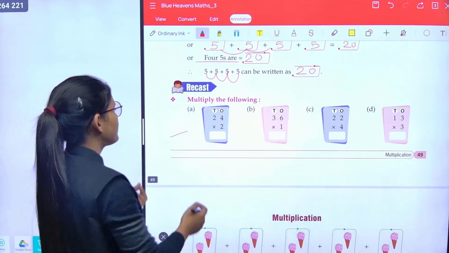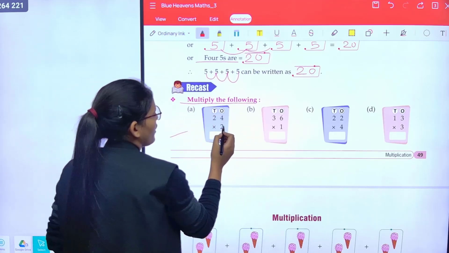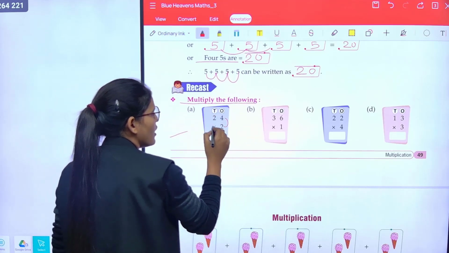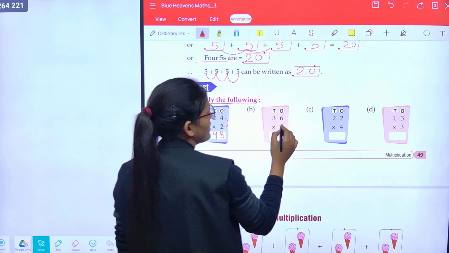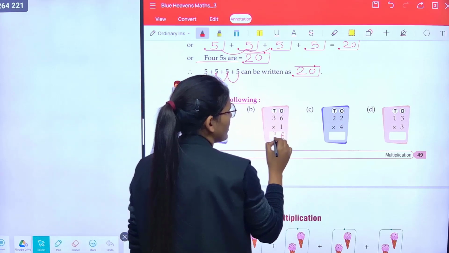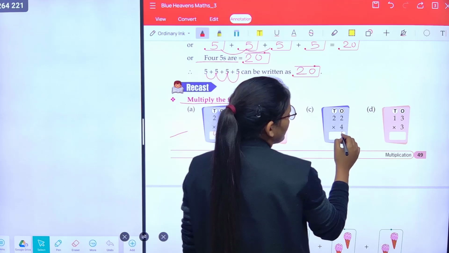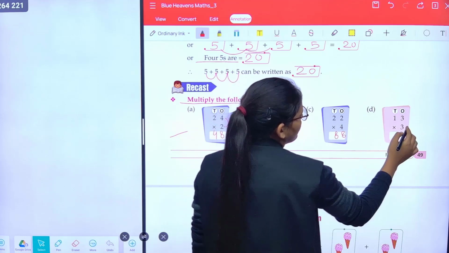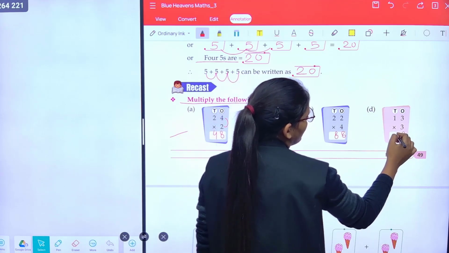Now, multiply the following. 4 twos are 8, 2 twos are 4, 1 six is 6, 1 three is 3, 4 twos are 8, 3 threes are 9.